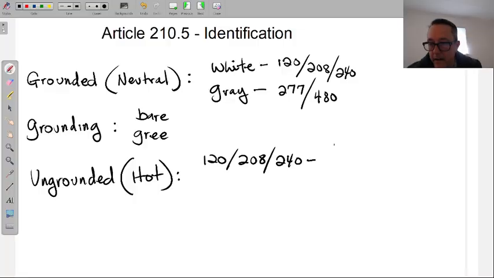Sorry, hold on. Let me actually add this part too. The A phase, the B phase, and the C phase, and you already had the first one. Go ahead. Black and red. Okay, very good. So you have black.